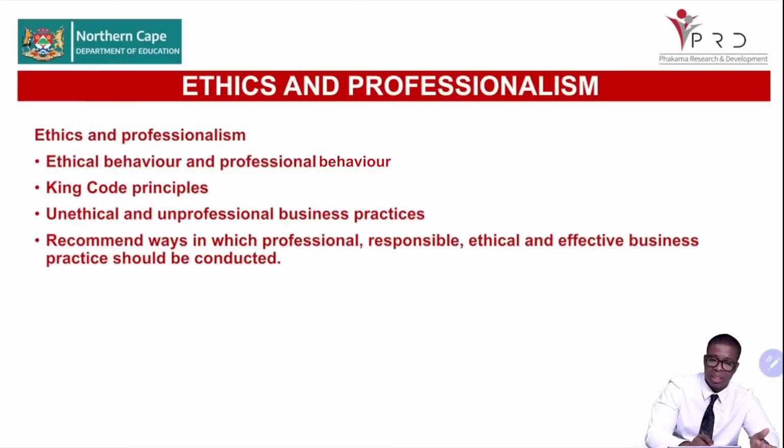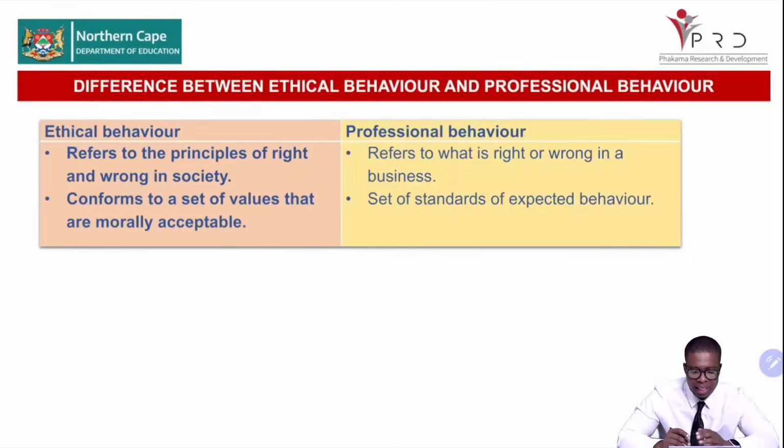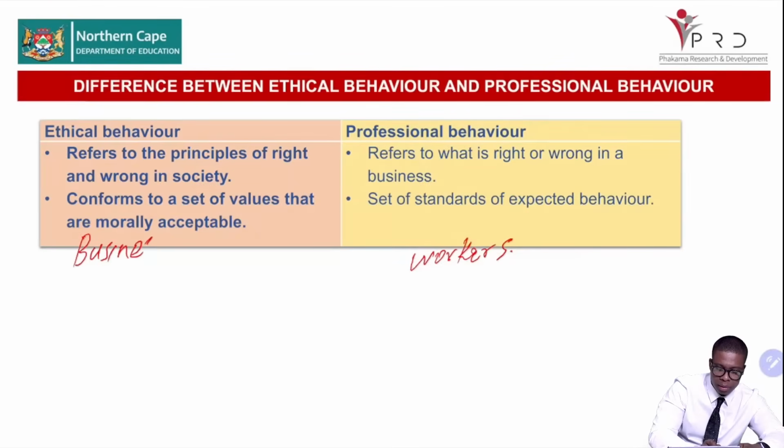Then we would recommend ways in which professional, responsible, ethical, and effective business practices should be conducted. So it talks to the business role in terms of saying, how can the business make sure that there are professional, responsible, ethical, and effective business practices inside the business. Then let us start with the first part, the differences between ethical behavior and professional behavior. What are we talking about here? With professional behavior, you should understand that here we are talking about the worker's behavior. But with ethical behavior, we're talking about the business behavior. So ethical behavior talks to the business, professional behavior talks to the work.